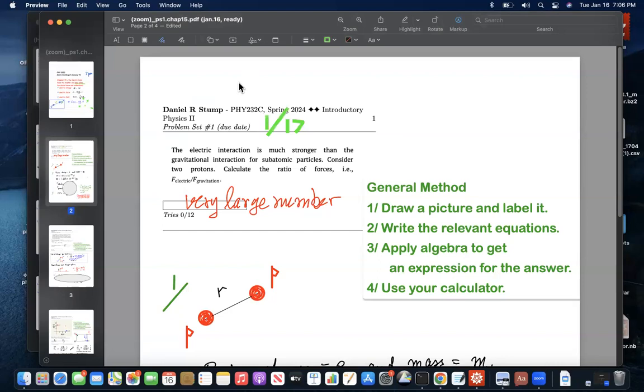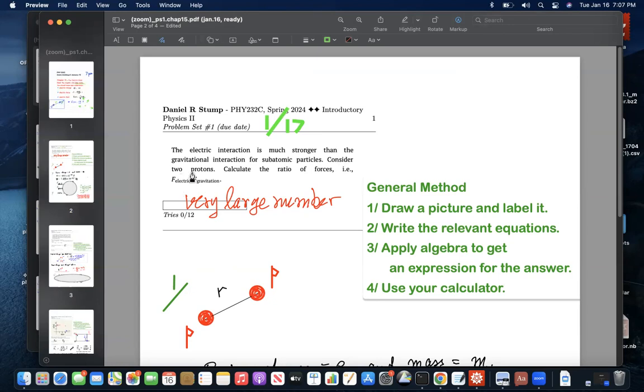And most students have already done quite a few of the problems. So let's go over an example. Here's one example from that assignment. The electric interaction is much stronger than the gravitational interaction for subatomic particles. You studied gravitation back in Physics 231.